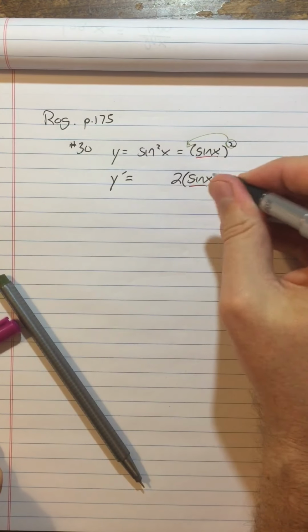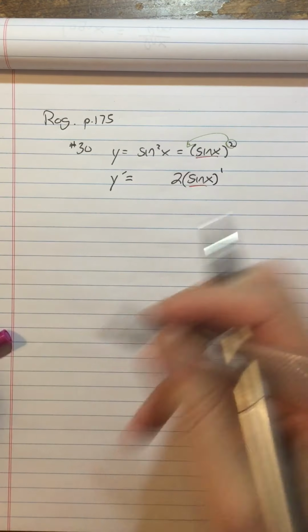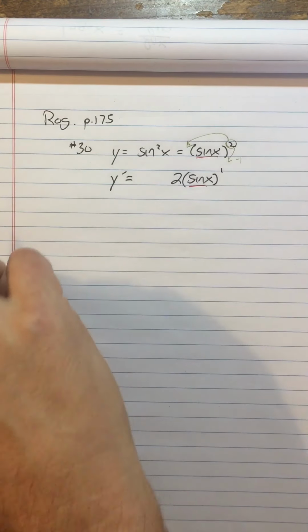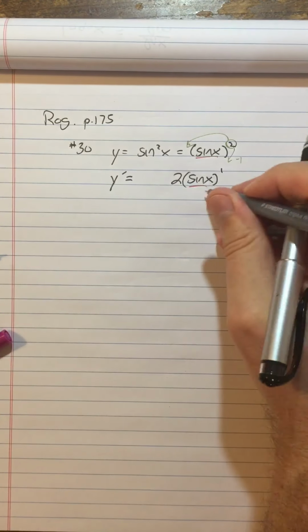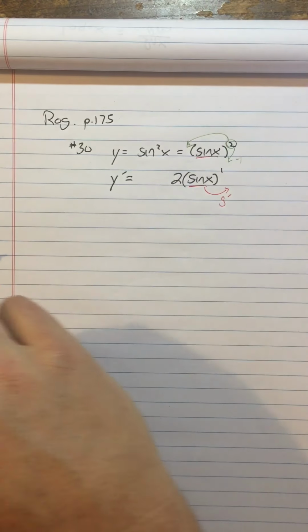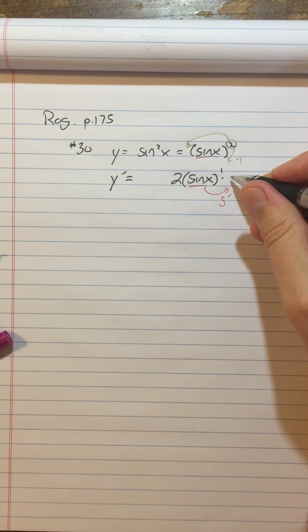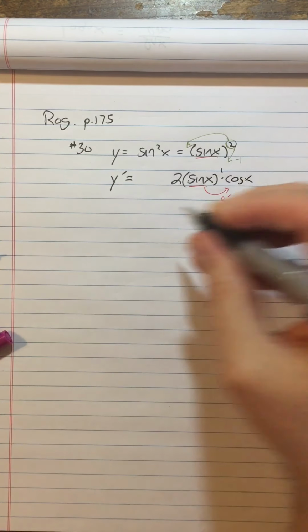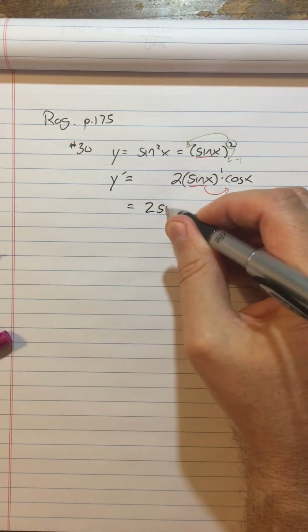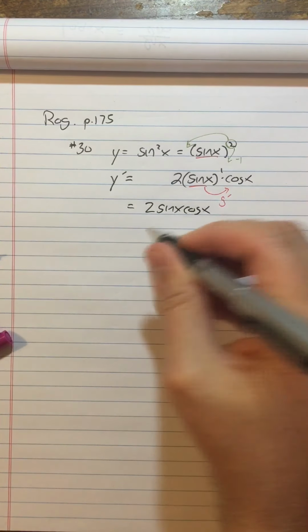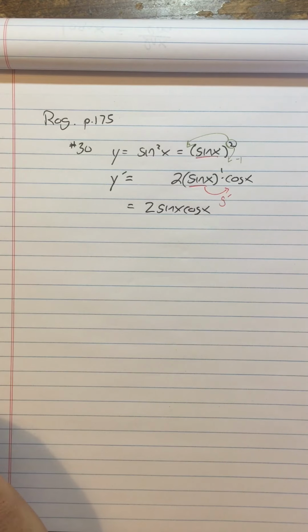Technically this is to the first power because we're dropping this exponent 1. And then we're going to go times the derivative of the inside function, so times g prime. That inside function is sine, so the derivative is cosine. If I rewrite that nicely, it's 2 sine x cosine x. Hey, that's the same result as when we did it using the product rule, right?